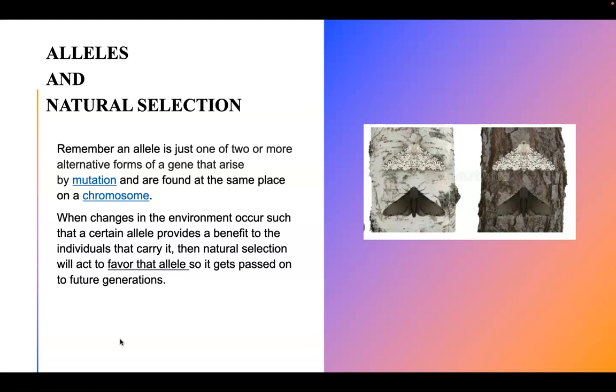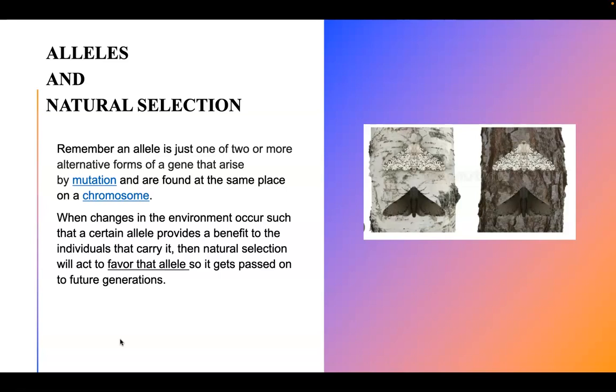Okay, and alleles and natural selection. Also, I just want you to remember that an allele is one of 2 or more alternative forms of a gene that can arise by mutation and are found at the same place on a chromosome. When changes in the environment occur such that a certain allele provides a benefit to the individuals that carry it, natural selection is going to act to favor that allele, so that it can get passed on to future generations. So think about that.